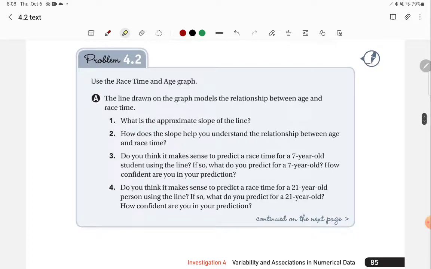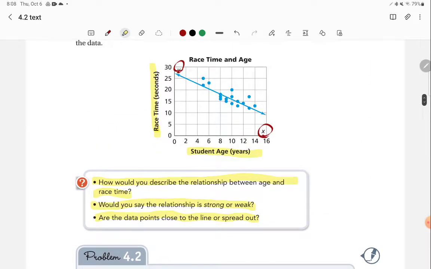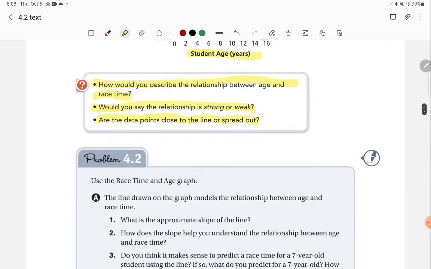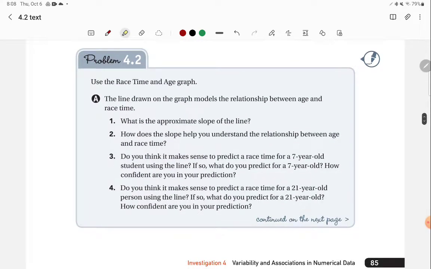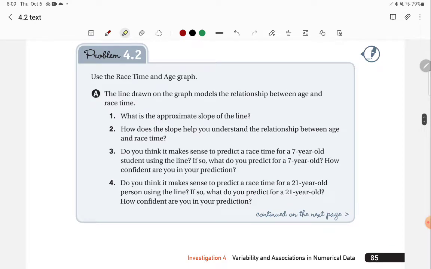So part A, the line drawn on the graph models the relationship between age and race time. We're looking at that graph right there. Go ahead and answer numbers 1 through 4 to the best that you can, and then come back to the video, and then we'll go over the answers for 1 through 4. So pause the video and then come back.